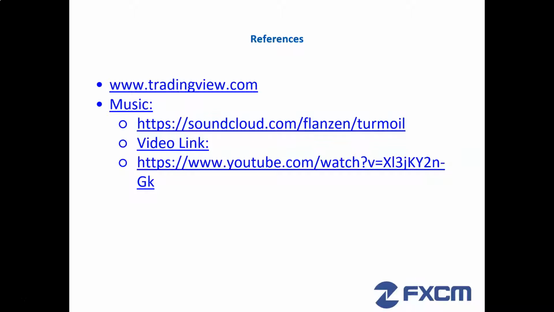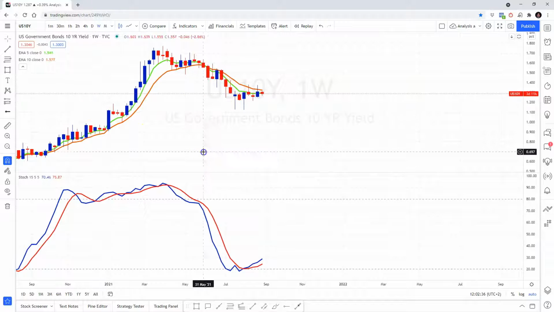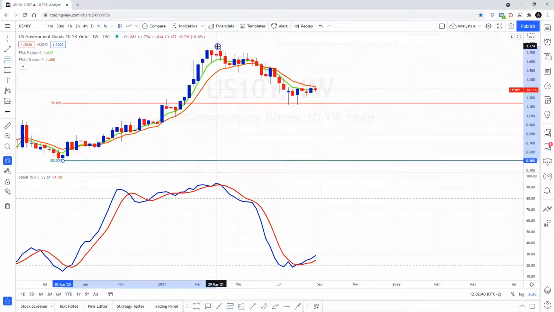Okay, let's bring up the chart, and here you can see the US 10-year. I've got two moving averages and a stochastic, and what I'd like to do is draw your attention to the pullback level. You can see that the 10-year note has pulled back to the 50% level off of its last impulse move.